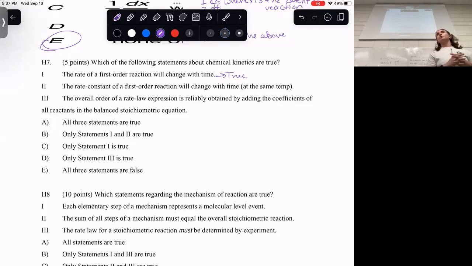It also, does anyone know what a first order reaction looks like on a graph? It's just a straight line. Once we manipulate it, yes. But what does the non-manipulated graph look like? Right, it's logarithmic, it's going to decrease in time, right? If we think about half-life, that rate will decrease over time.